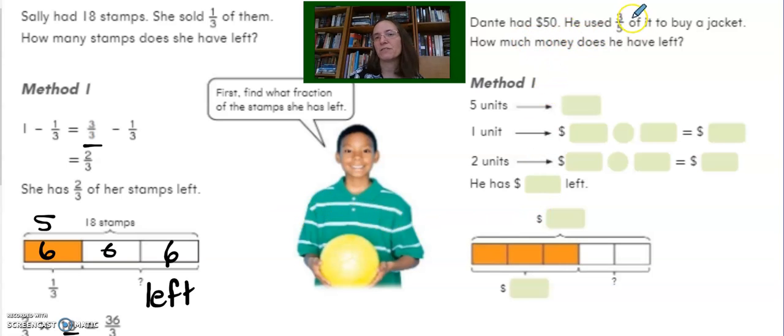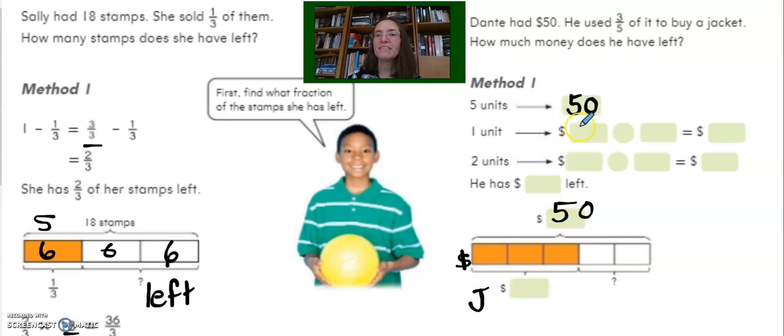Dante had $50. He uses 3/5 of it to buy a jacket. How much money does he have left? Well, these 3/5, this is the jacket down here. This is his money. And let's see, this was $50 total. So now I've got to know what 1/5 is. 5 units, 5 of those boxes there is $50.